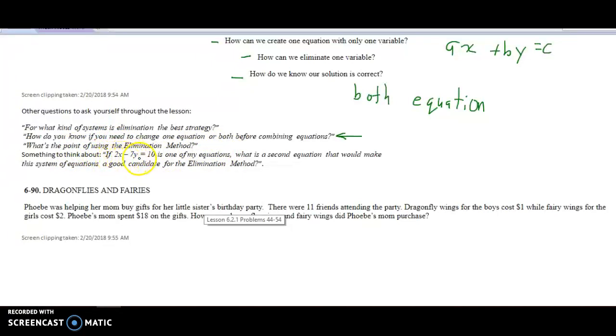And then also something else you might think about, just as an example: if 2x minus 7y equals 10 is one of my equations, what is the second equation that would make this system of equations a good candidate for the elimination method? If you know one of your equations, what could potentially cause the elimination method to be a good method to use? That's usually when you have the opposite, like -2x or a positive 7y.